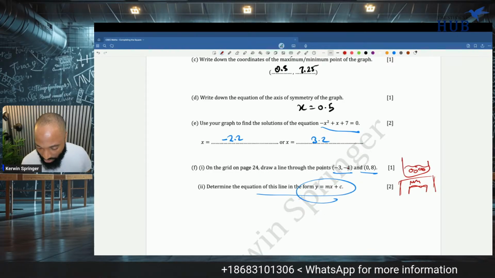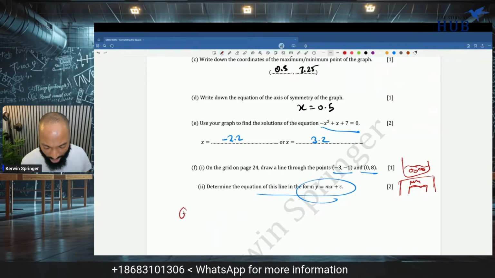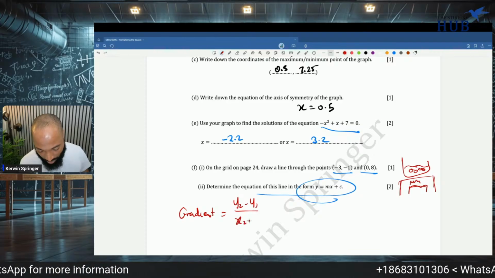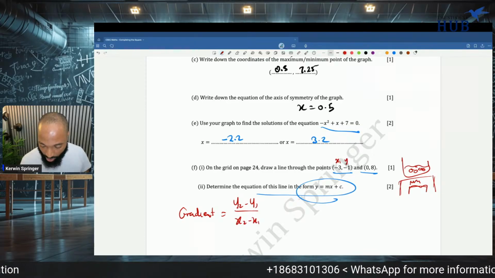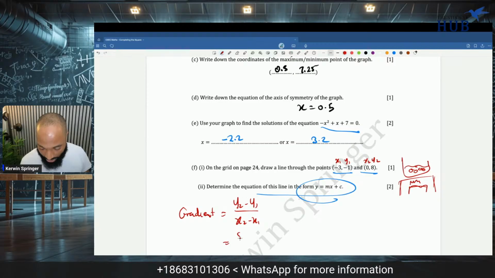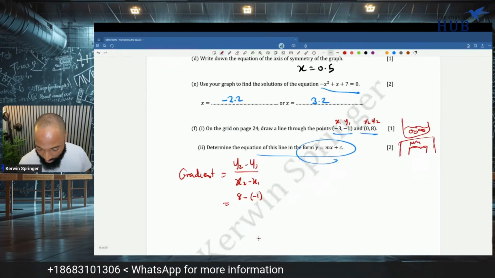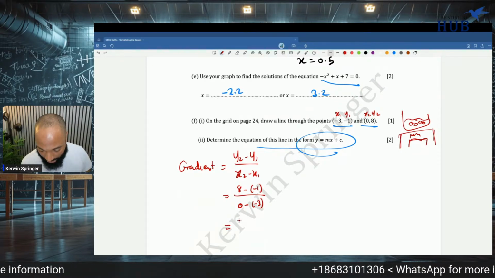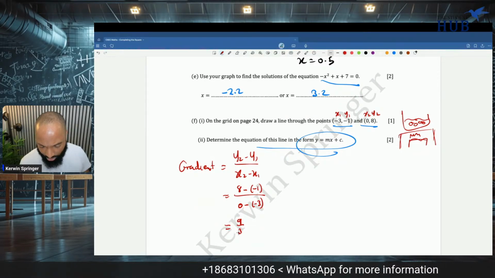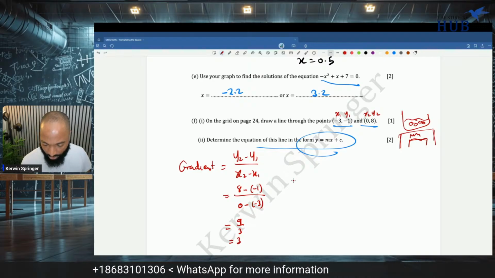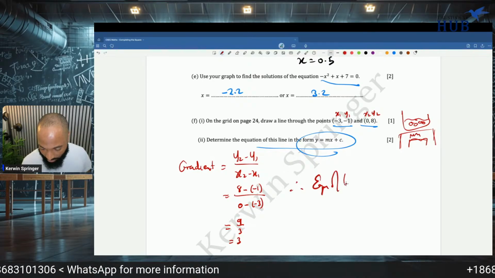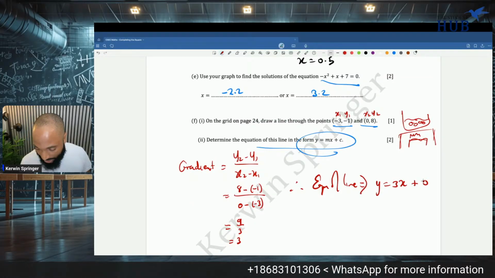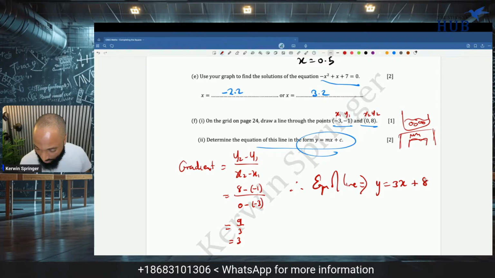So on the grid, we drew the line and we need to determine the equation. All we need really is the gradient. And we know that gradient is y2 minus y1 over x2 minus x1. Let's call this x1, y1, x2, y2. So it's going to be 8 minus negative 1 all over 0 minus negative 3. So you're getting 9 over 3, which is 3. Therefore, the equation of the line is y equals 3x, and we know that the y-intercept is 8. You can see it here.